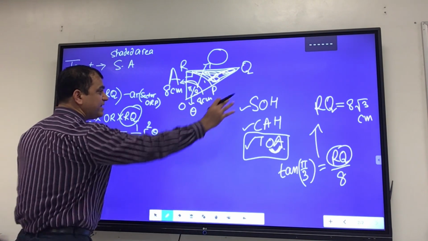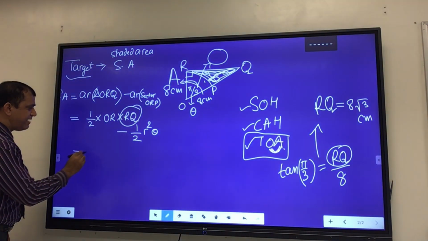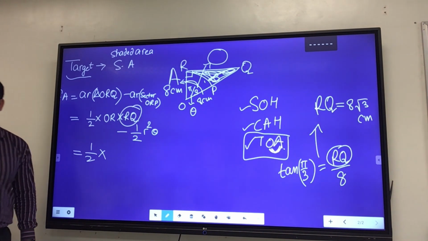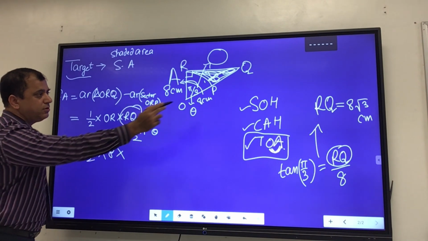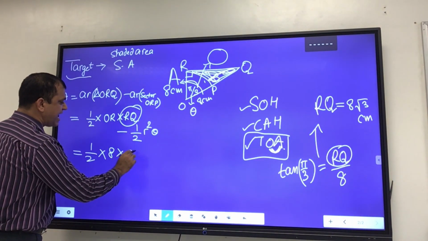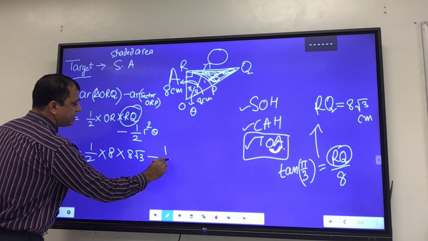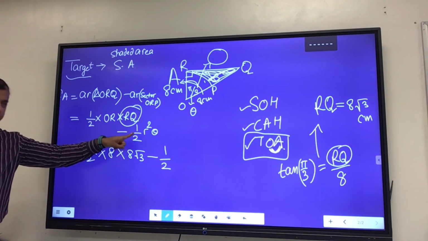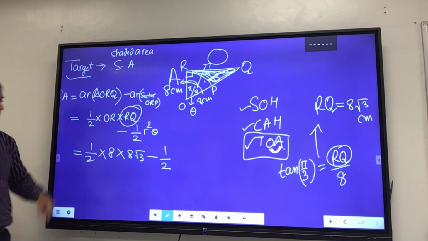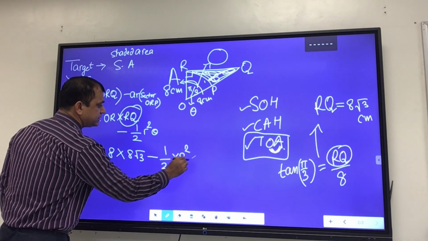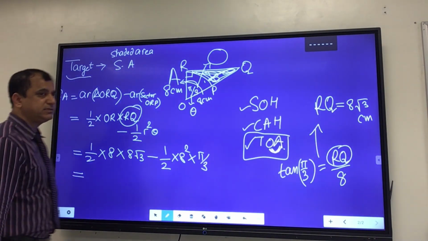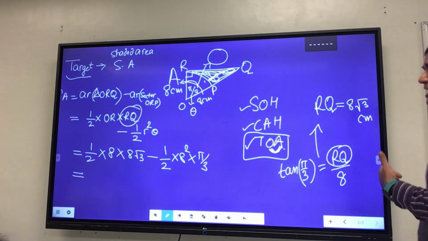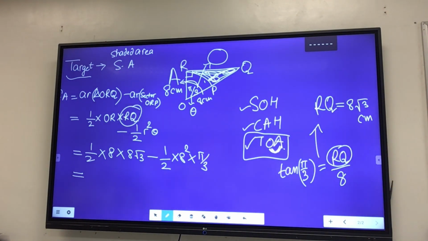So we're going to plug in the value of RQ in this equation now. We have 1/2 times OR, known OR is 8, times RQ, which we found out here is 8 root 3, minus 1/2 times the square of the radius, the radius is 8, so 8 squared, times the angle, which is pi by 3. Again, use your calculator to solve this expression. Give me the answer either in root form or in 3 significant figures.